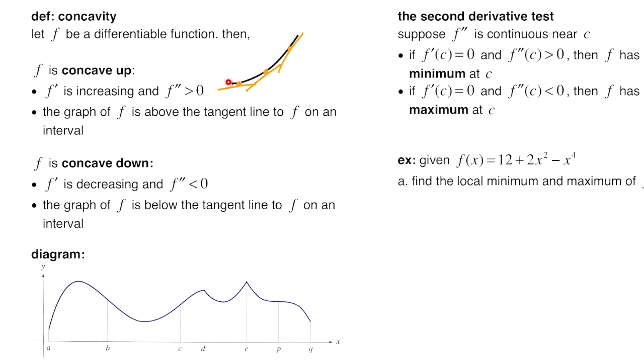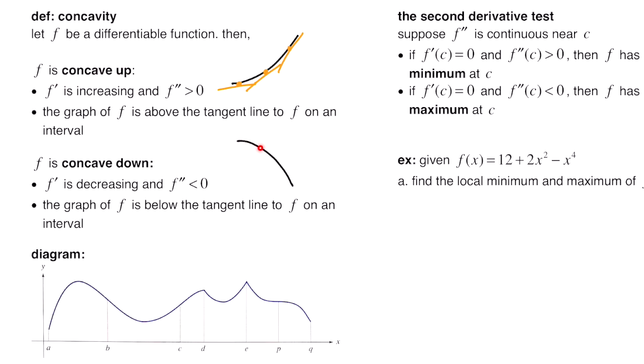So here's an example of a graph that's concave up. We have this curve right here. And if you look at the slopes of the tangent lines, as you go from left to right, you can see that they're increasing. So that's why f prime is increasing for concave up. Next, it says the graph of f is above the tangent line. So you can see here's the graph of f, and it's above the tangent line. And again, that's a characteristic for f being concave up.